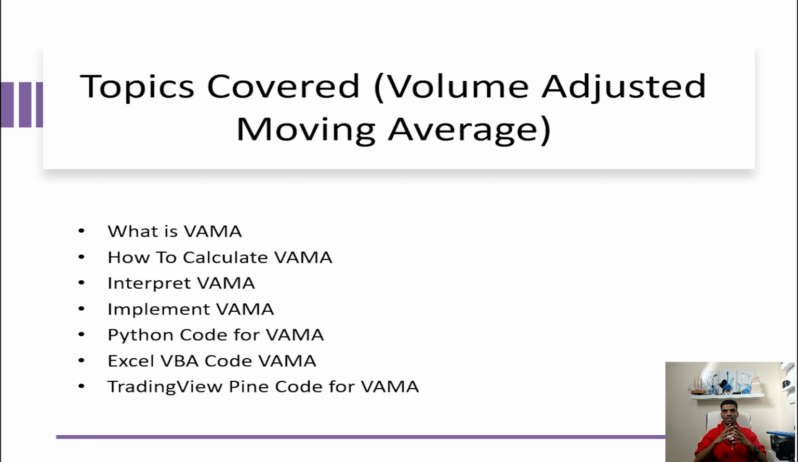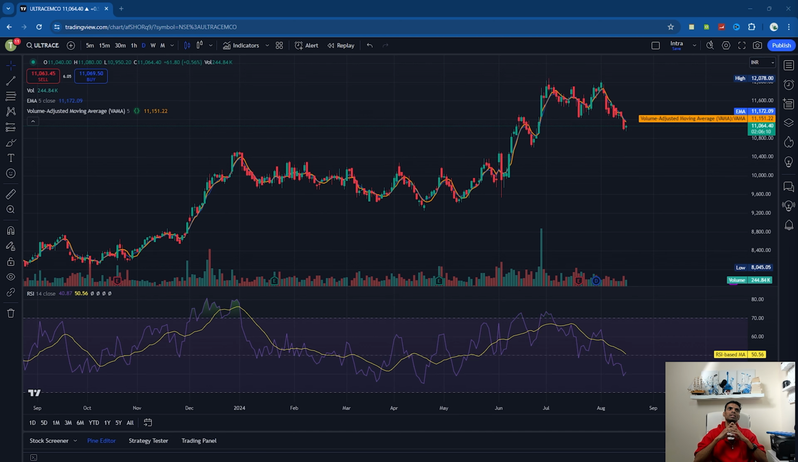Now first let's understand what VAMA is. Volume adjusted moving average is a variation of a simple moving average that incorporates the volume. Unlike the simple moving average, which gives equal weight to each period, or each time frame, volume adjusted moving average adjusts the weight of each period based on the trading volume. So if the volume is high, then it gives more weightage to that, and that's how it differs from the simple moving average.